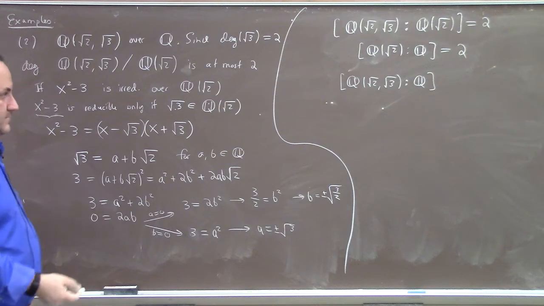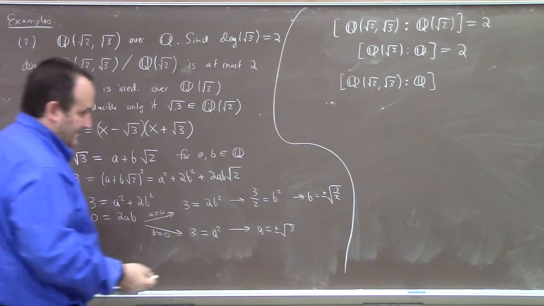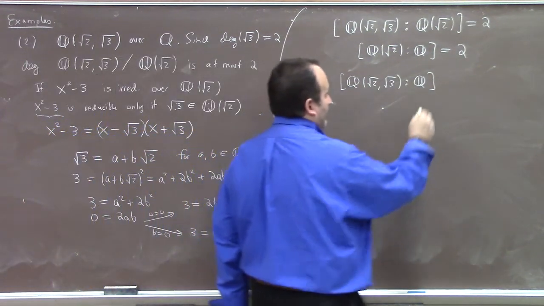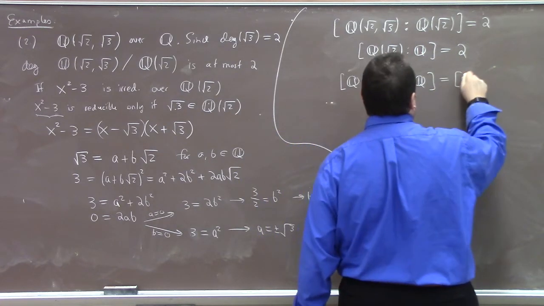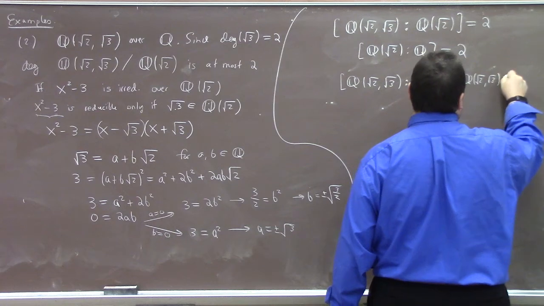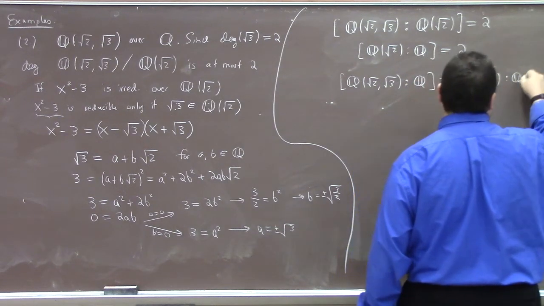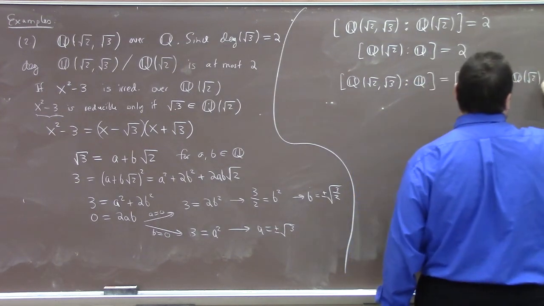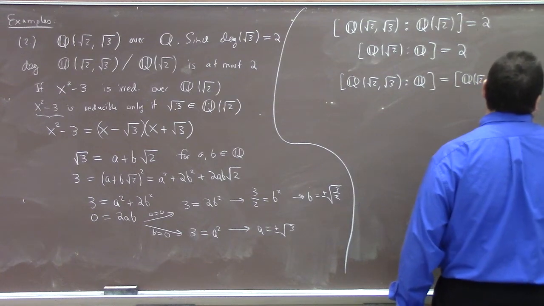Okay, so that's 2, that's 2, that has to be 4. Exactly, it's 2 times 2. So much writing.